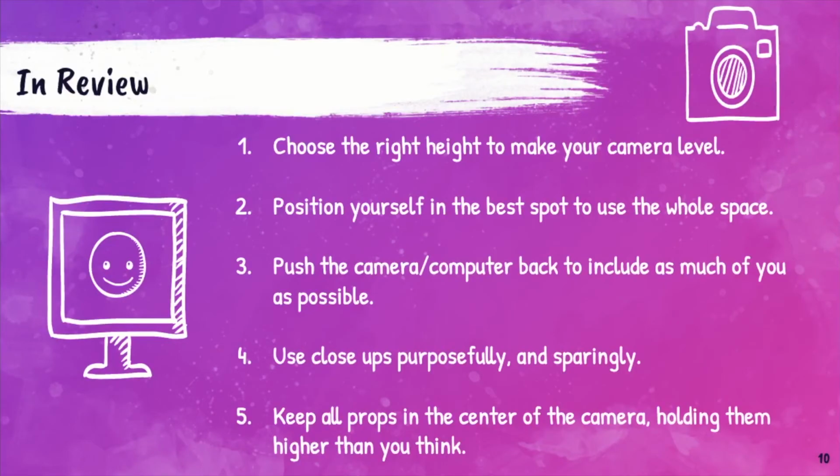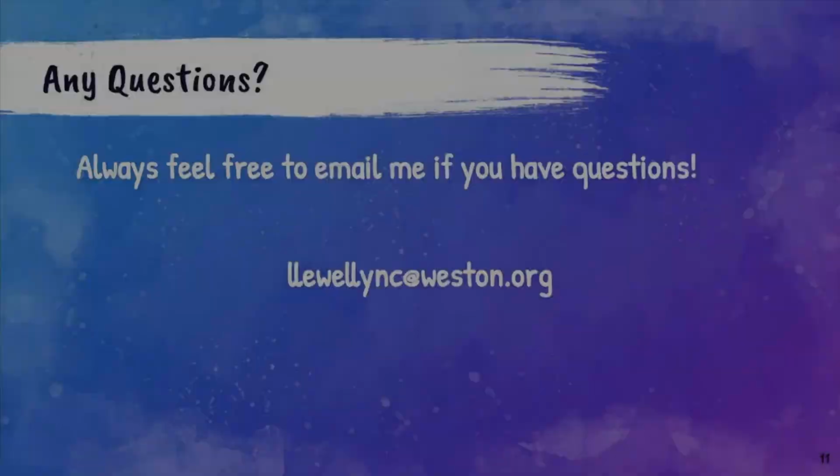In review, choose the right height to make your camera level. The height of your computer is going to matter. Put it where it should be so that we can see everything we need to see. Position yourself in the best spot to use the whole space. Push the camera computer back to include as much of you as possible. Use close-ups purposefully but sparingly. And lastly, keep all props in the center of the camera, holding them higher than you think.